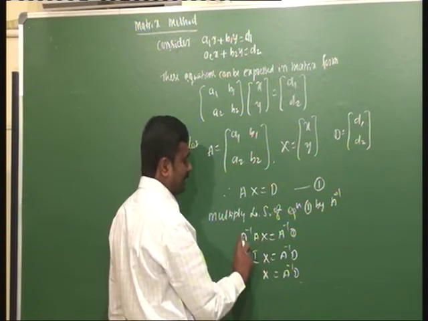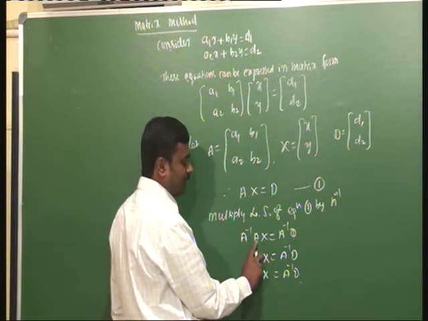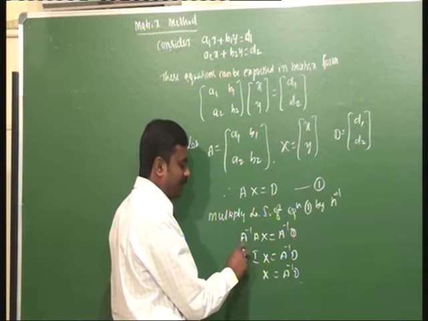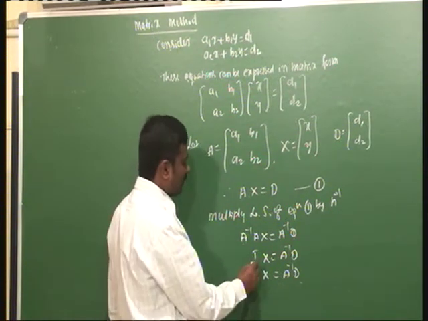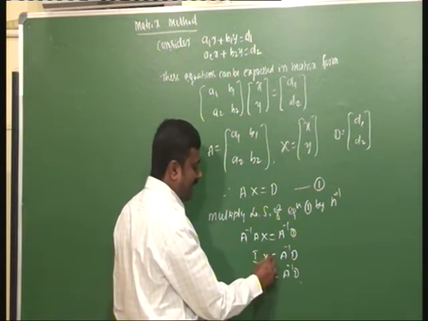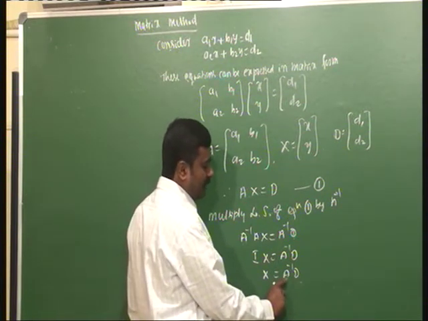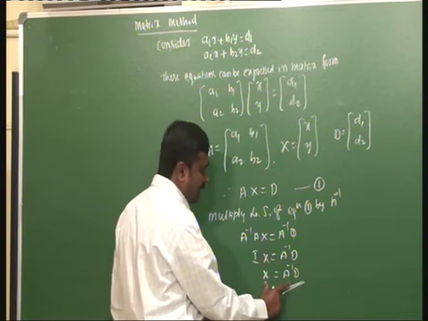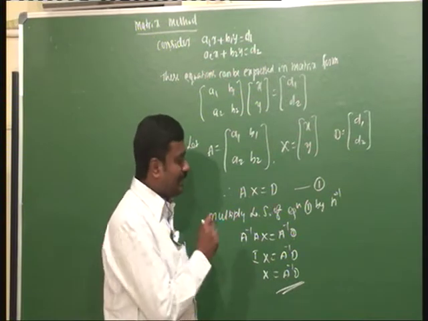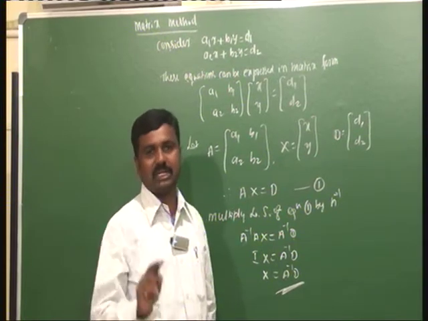These are all matrices. A inverse is a matrix, A is also a matrix, and X is also a matrix. Now, if you multiply matrix A with its A inverse, we will get the identity matrix I. Therefore, I into X is equal to A inverse into D. If you multiply the identity matrix with the X matrix, we will get matrix X only. Therefore, X is equal to A inverse into D. By using this equation, we can solve the unknown quantities x and y. This equation can be applied for three equations with three unknowns also.